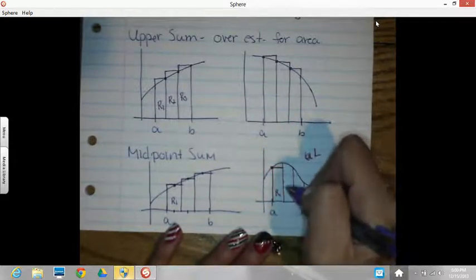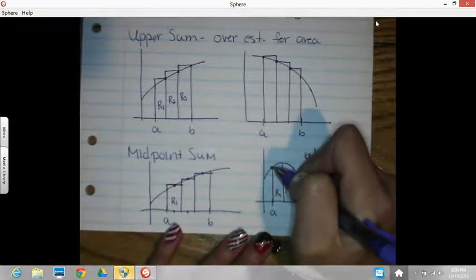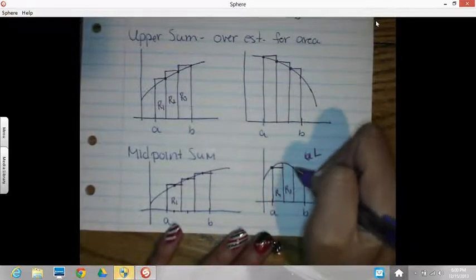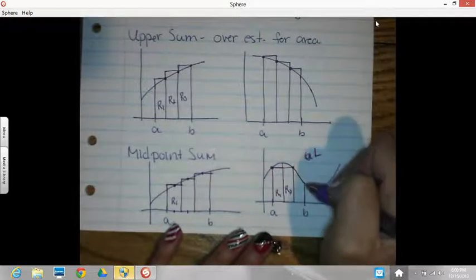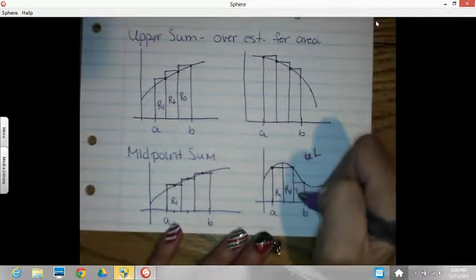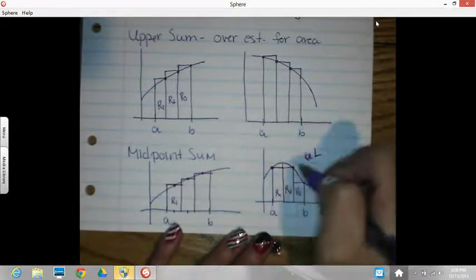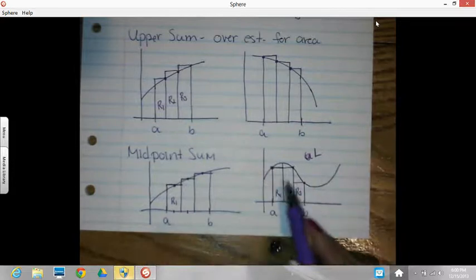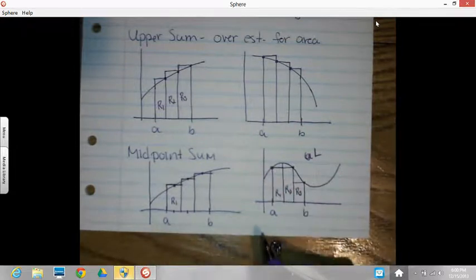But now for the second rectangle, because now I've gone from increasing to decreasing, I want the right edge. And then I'd want the right edge. So if you've got a graph that increases and decreases, you're going to have to hand pick all the way through left edge or right edge.